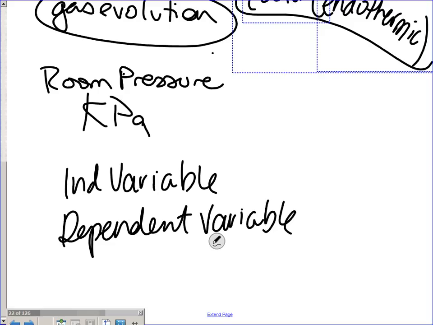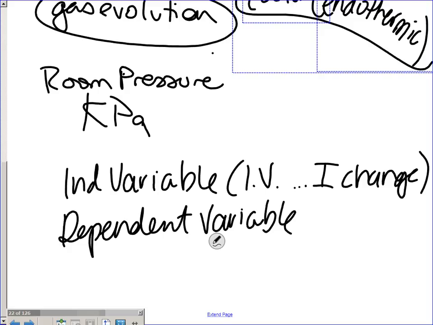Dependent depends on the independent. So this one is one that I can change. If you maybe heard before, the IV is the independent variable, and it's a variable that I can change. I have the power over an experiment. Well, what was the independent variable in this case? Lexi? The number of tablets, right.